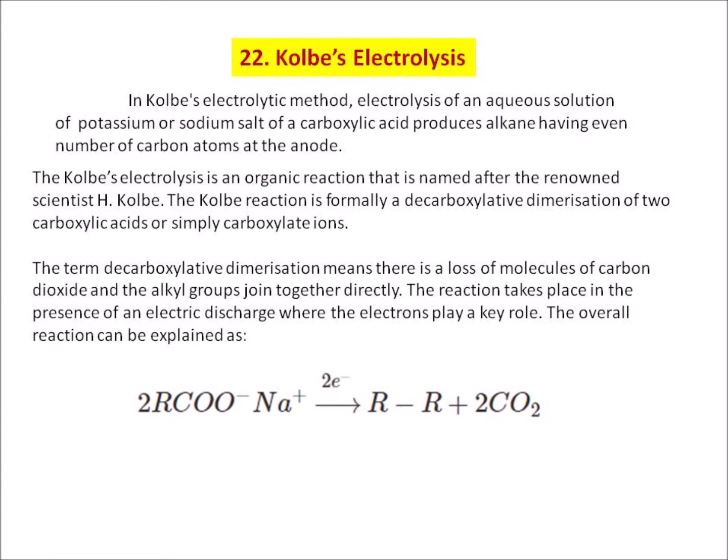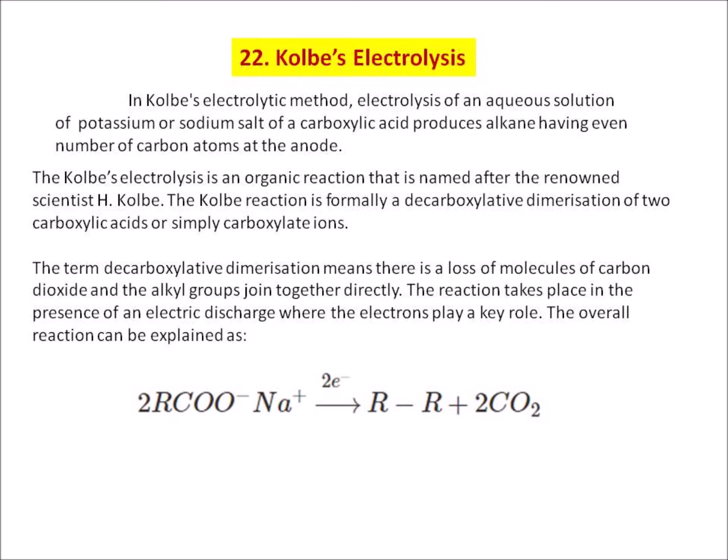Next is Kolbe's electrolysis. In Kolbe's electrolytic method, electrolysis of an aqueous solution of potassium or sodium salt of a carboxylic acid produces alkane having even number of carbon atoms at the anode. So, it is an organic reaction that is named after the renowned scientist H. Kolbe. Kolbe reaction is formally a decarboxylative dimerization of 2 carboxylic acids or simply carboxylate ions.